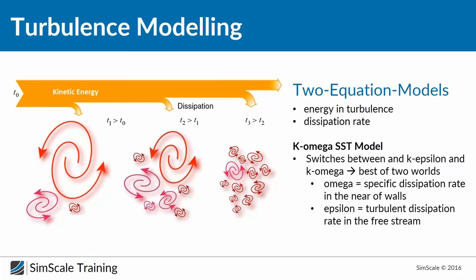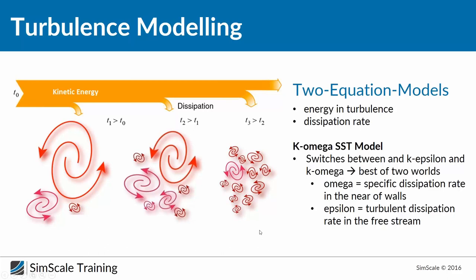And what we do is we use K omega near the walls, because it's very strong for high pressure gradients, and we use K epsilon far away from the wall, because it's very strong for modeling the free stream. And that's basically the idea.